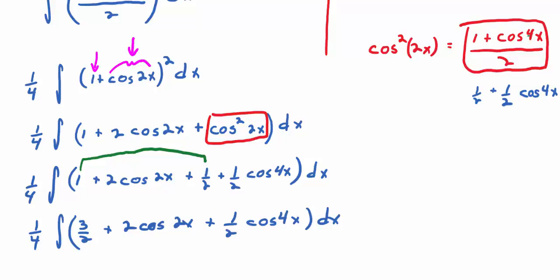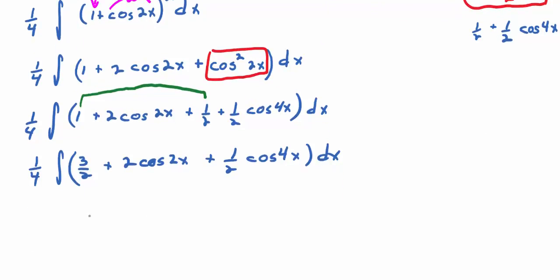Now I'm going to show you a trick on avoiding U substitution here, although technically to verify what I'm about to write, you'd have to use U substitution. All right, so let's leave the 1/4 on the outside, bracket. Okay, integrate term by term. What's the integral of 3/2 with respect to x? 3/2 x.